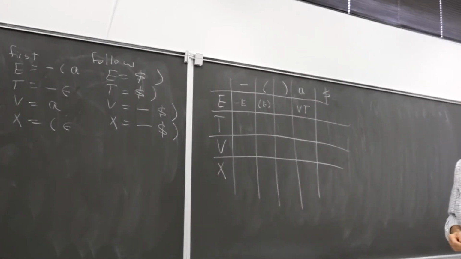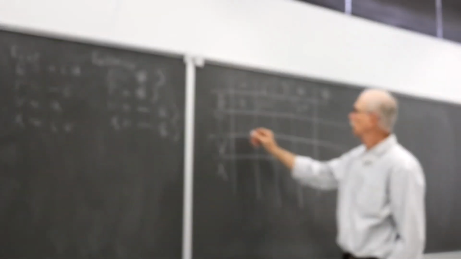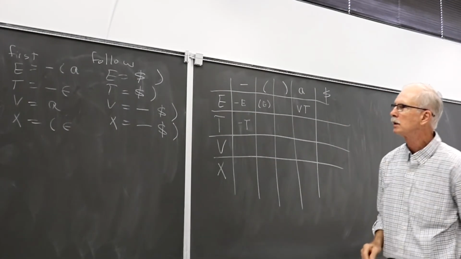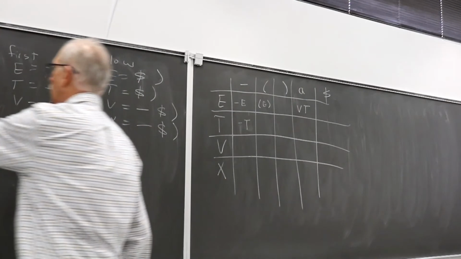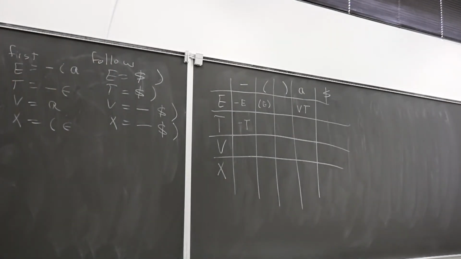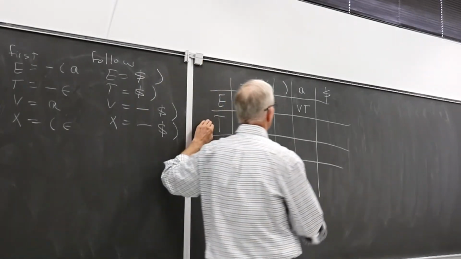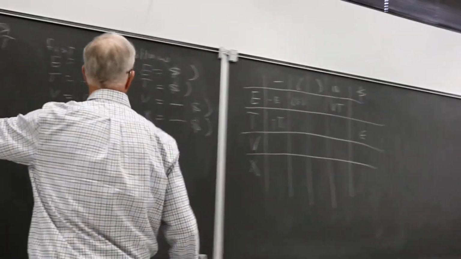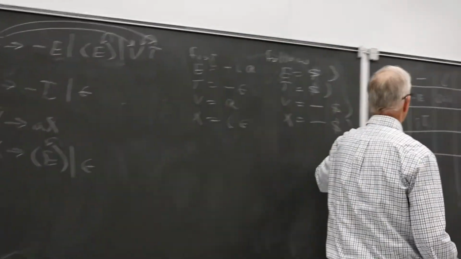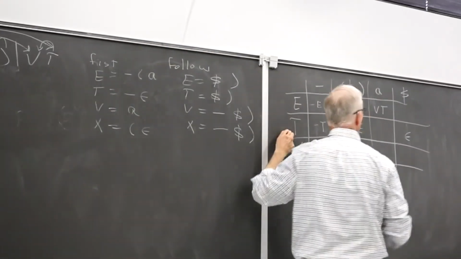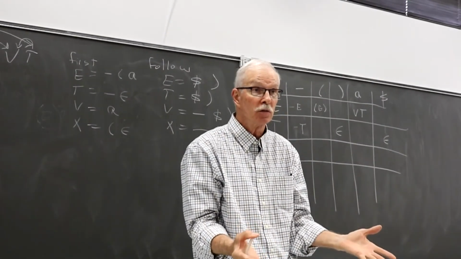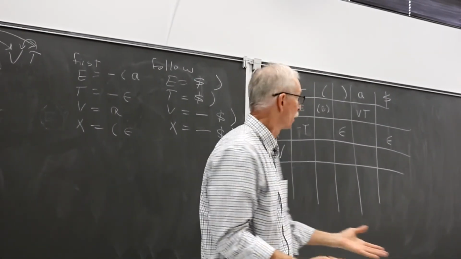And so if I see a minus, I do minus T. If I see a $ sign, I do empty. If I see a right paren, I do empty. Which is exactly the actions of your recursive descent parser.